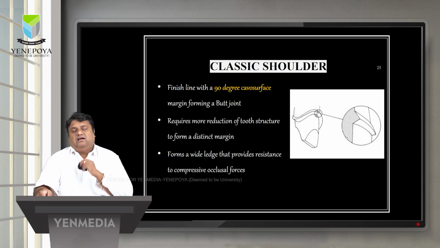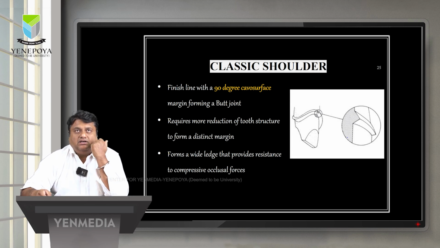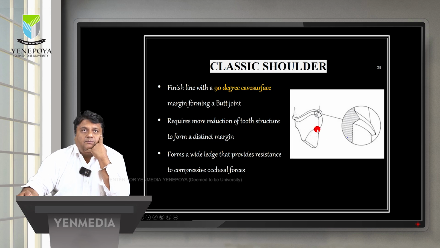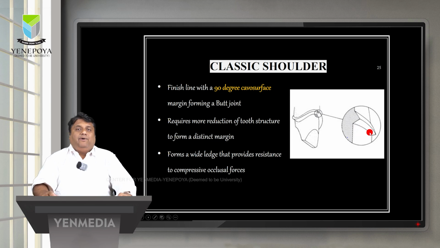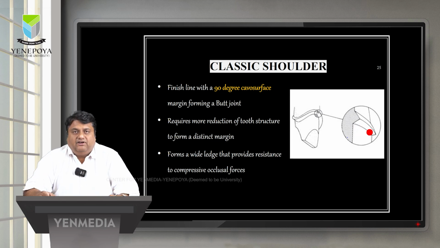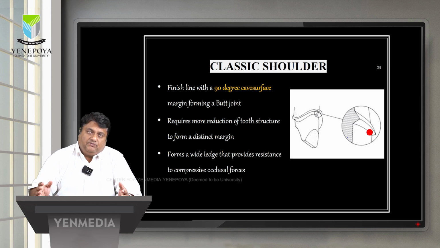The next type of finish line is a shoulder, which we call the classic shoulder. It is a finish line with a 90 degree cavosurface, the margin forming a butt joint. This forms 90 degrees, which is why it is called a butt joint. Whereas in the case of a chamfer, we call it a slip joint because the angle is obtuse. A classic shoulder requires more reduction of tooth structure to form a distinct margin. Yes, the margin here is the best and can be detected the best, but then we are removing more tooth structure.